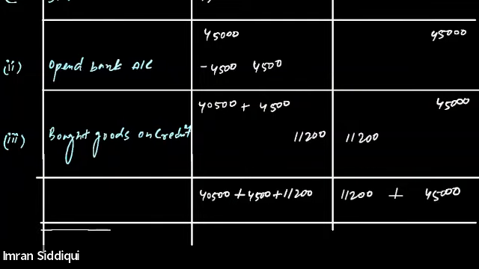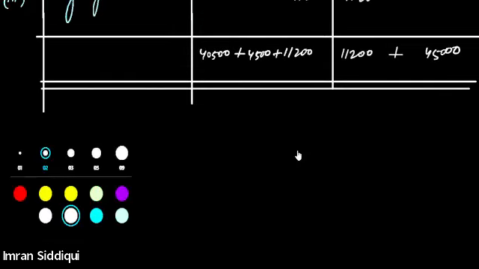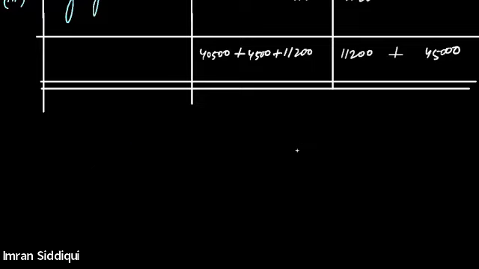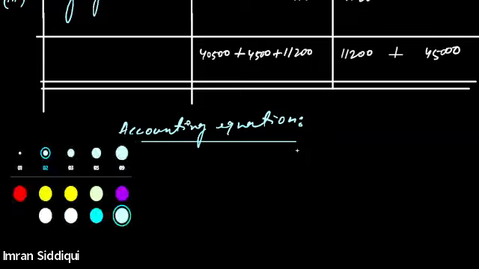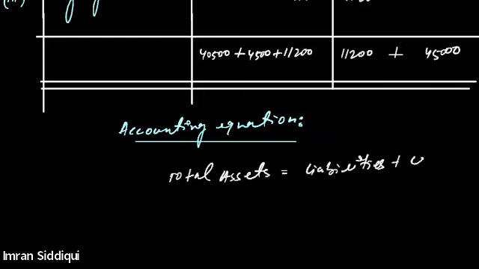Yes, sir. Okay. Now, just to ensure that we have done the question correctly or not, we will put this into the equation format. The formula of the accounting equation is: total asset should be equal to total claims, that is liabilities plus the capital. Is that correct?